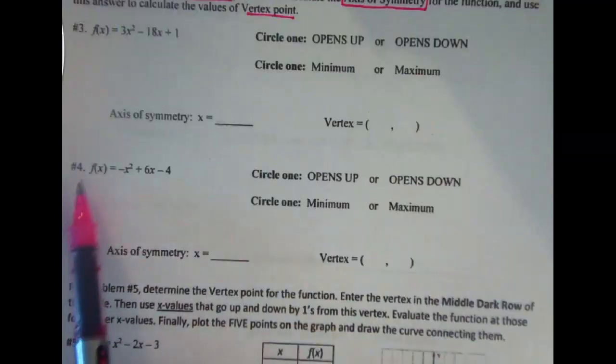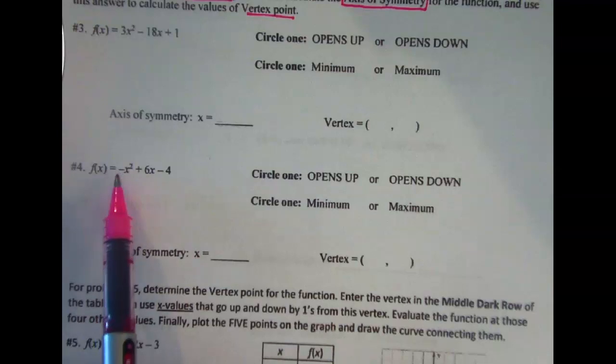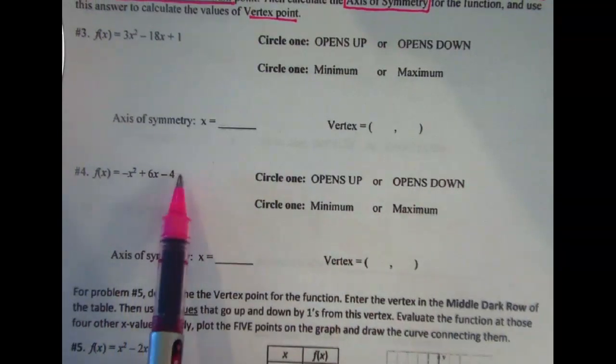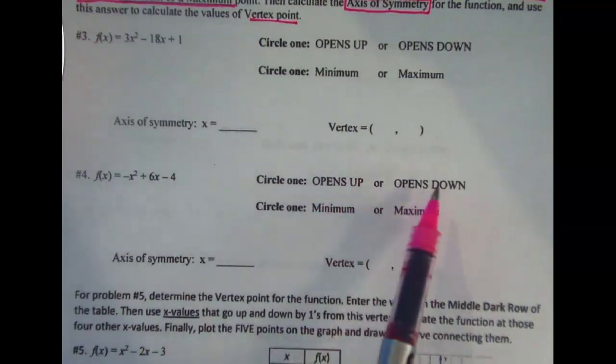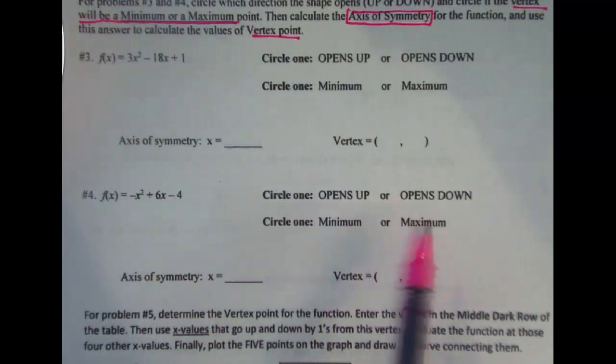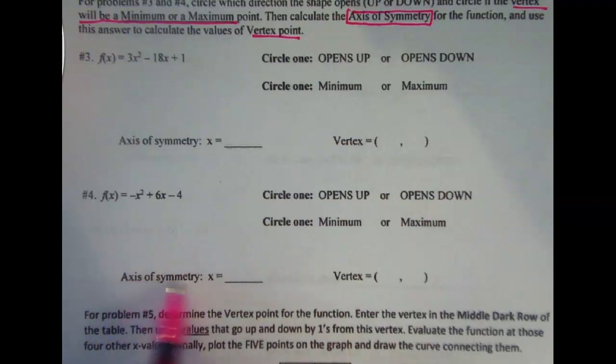All right, number 4. F of x equals negative x squared plus 6x minus 4. Again, tell me, does that open up or down? And then, is that a minimum or a maximum? Again, the axis of symmetry, using that formula, you should get an x value. And then to find the vertex point, you just plug that back in there to find the other.